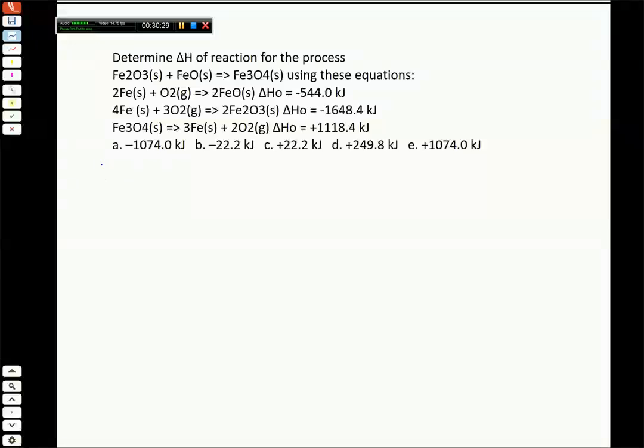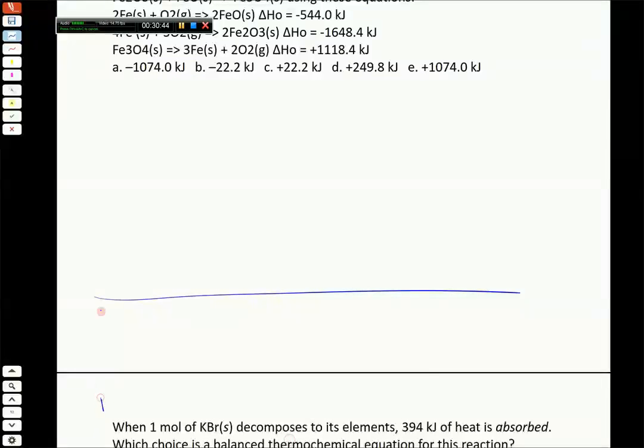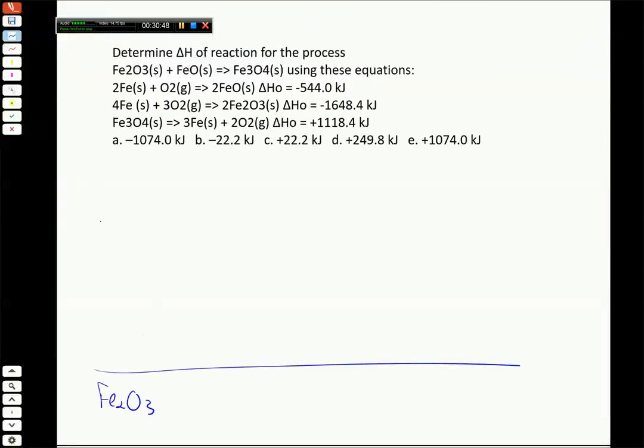This time we have three equations. I lost some subscripts when I copied and pasted this, so all these numbers here after the chemical symbol should be subscripts. I apologize for that. So again, the overall equation we're looking for, let's just go ahead and write it out here at the bottom. We want Fe2O3 plus FeO, this would be called a comproportionation reaction, going to Fe3O4.